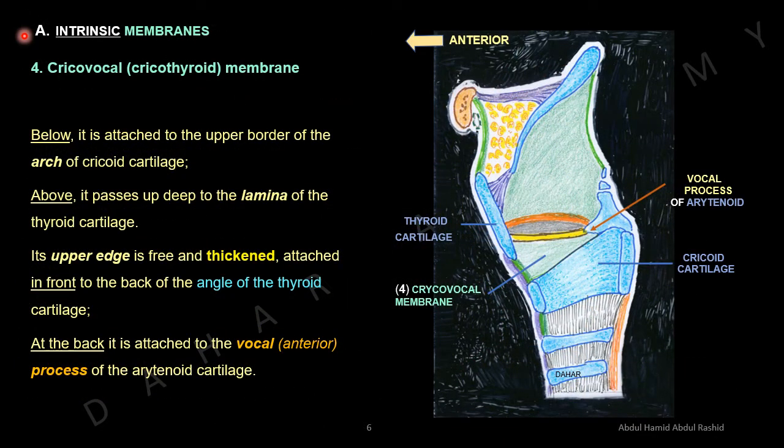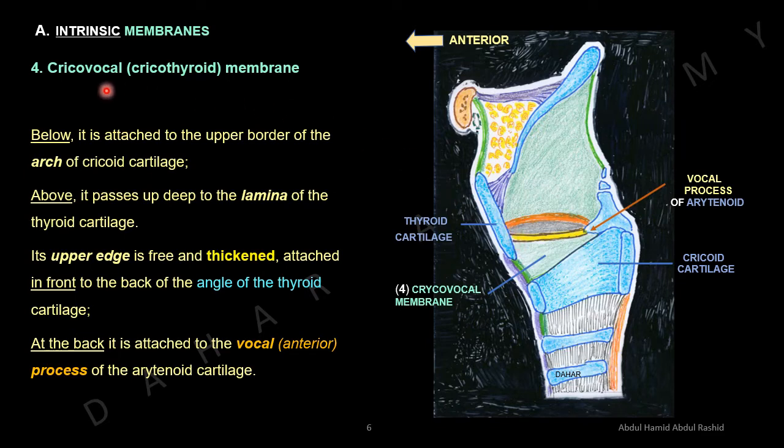B, intrinsic membranes. Number 4, the cricovocal or cricothyroid membrane. Let's see the diagram. This is again a sagittal section of the larynx. We are looking at the inner surface of the right wall of the larynx. This is anterior. This is the cricoid cartilage, this is the arch of the cricoid cartilage, this is the arytenoid cartilage, and this is its anterior process, also called the vocal process. This is the thyroid cartilage, and this deep surface is the angle of the thyroid cartilage.